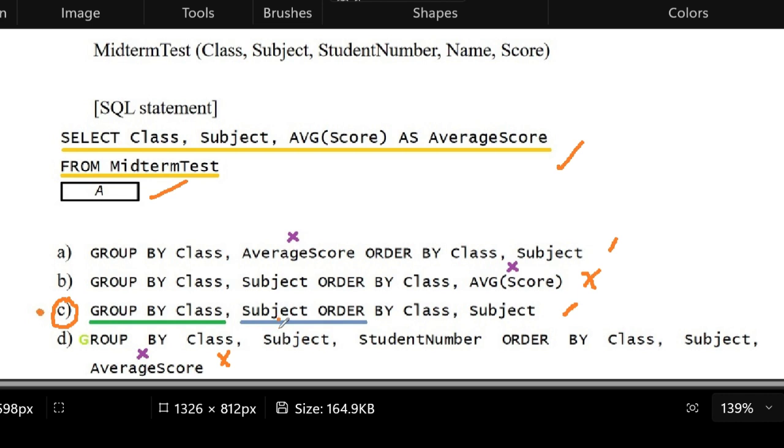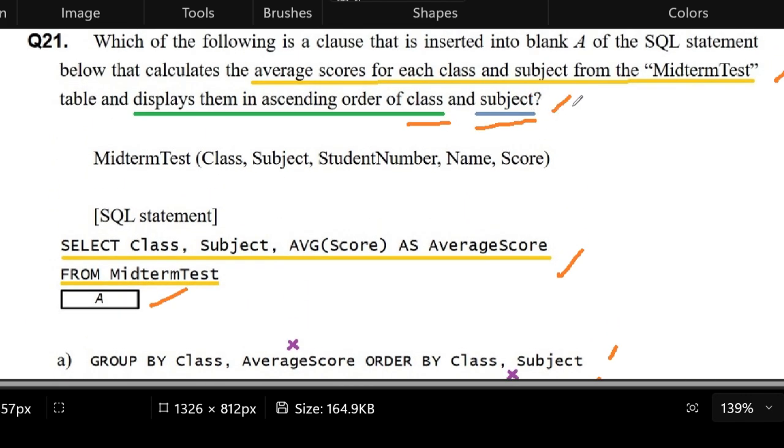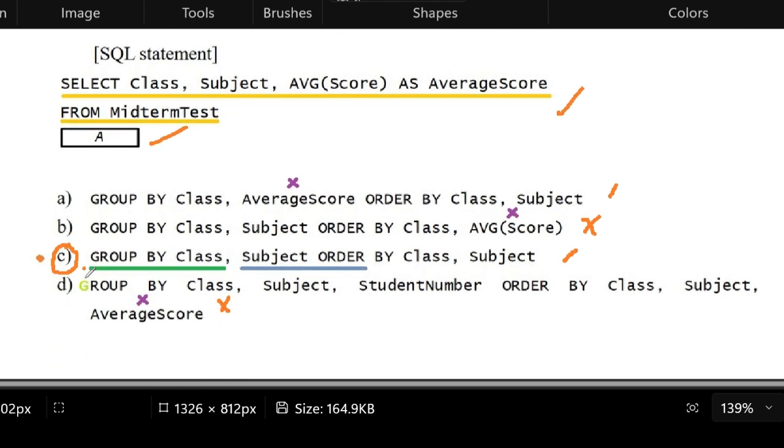But it turns out that letter A, group by class and average score, I think wouldn't really fit into the blank that we're answering, because again, we already know that we're talking about this part, not the part where you get the average scores for each class and subject from the midterm test, because it's already here. So I chose C, which turns out to be the correct answer.